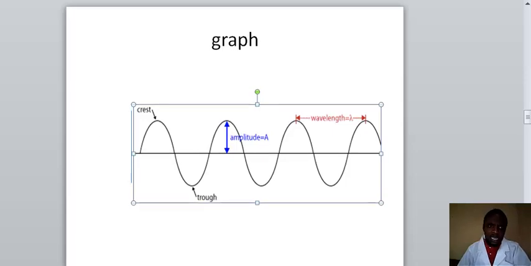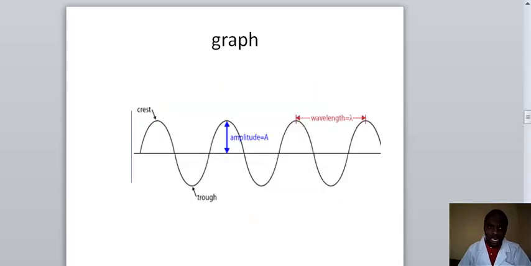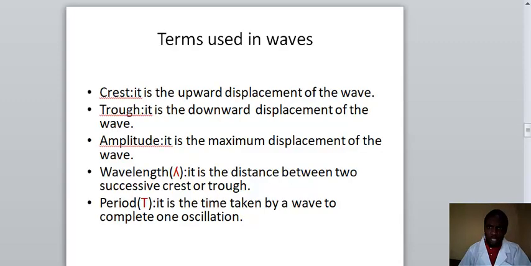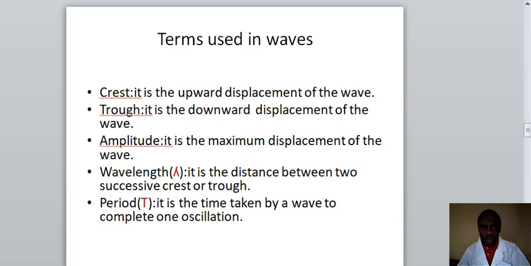Another thing is the amplitude. If you look at the diagram, the amplitude is the maximum displacement of the wave. You look at that highest point there, from that place is the total amplitude. So the amplitude is the maximum displacement of the wave.